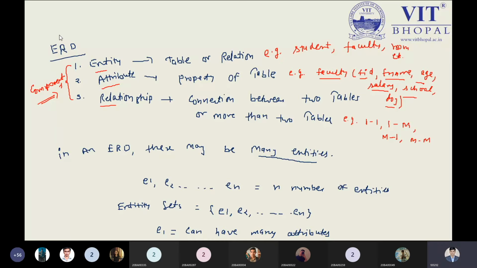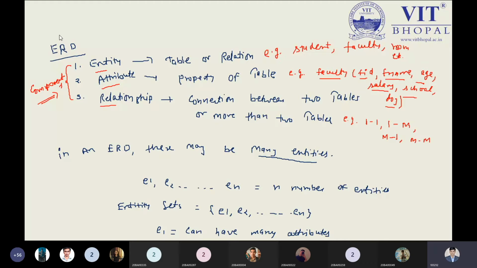As I'm saying once again to all, the ER model is composed of various components. So what are the components? Entity, attribute, and relationship. Please keep in mind that in the examination or at the time of the interview, if anyone asks you what the various components of the ER model are, you can easily say, sir, entity, attribute, and relationship are the components of the entity relationship diagram model.